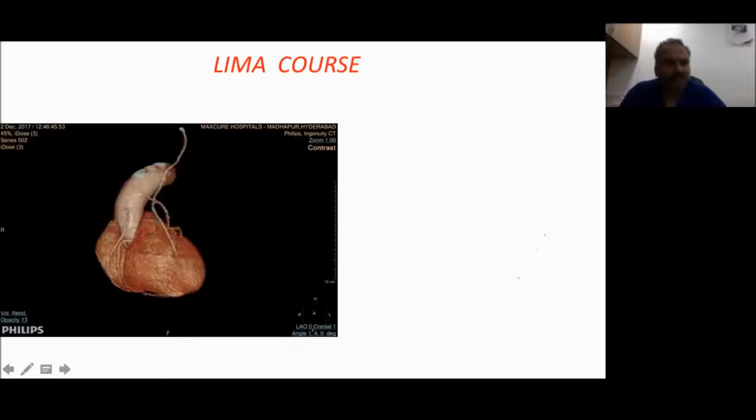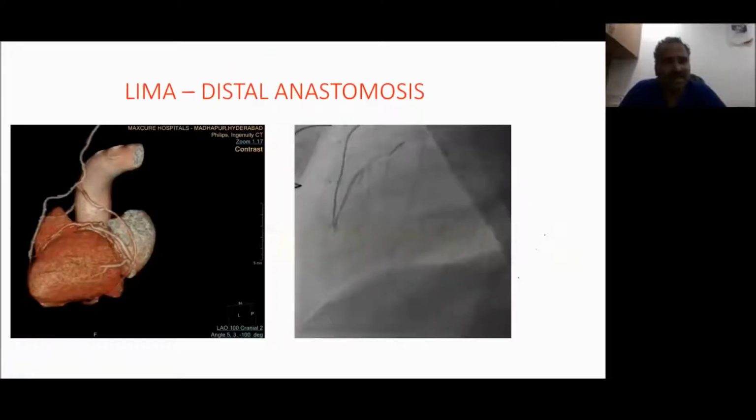Yeah. So, coming to the course of the LIMA. I'll go to cannulation subsequently, as for all grafts. The course of the LIMA is plain, on the anterior part of the heart. Most often, a plain AP view or a simple epicranial view is enough to see the complete course of the LIMA.